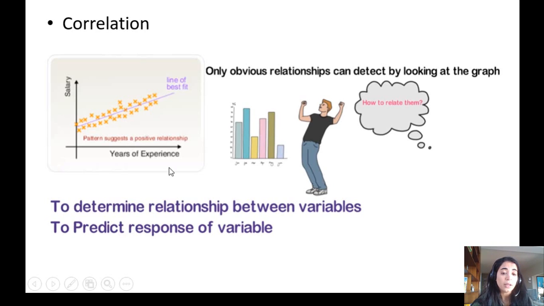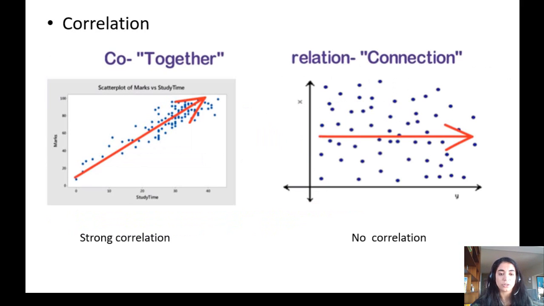Now here, for example, in this graph, we can predict that there is a strong positive relationship between salary and the years of experience. And this is because only obvious relationships can be detected by looking directly to the graph. So here, this relationship is very clear. What if this relationship is not obvious and I need to find if there is a relationship between them? How can I relate them and how can I find the correlation?